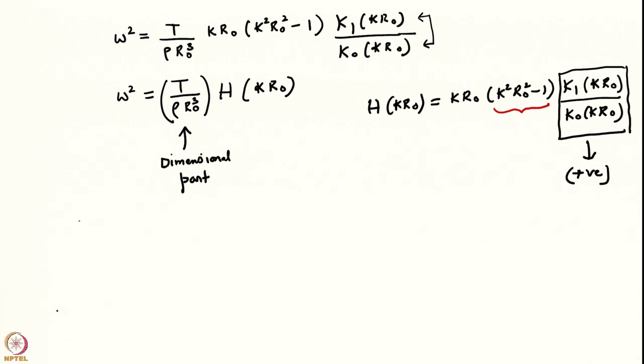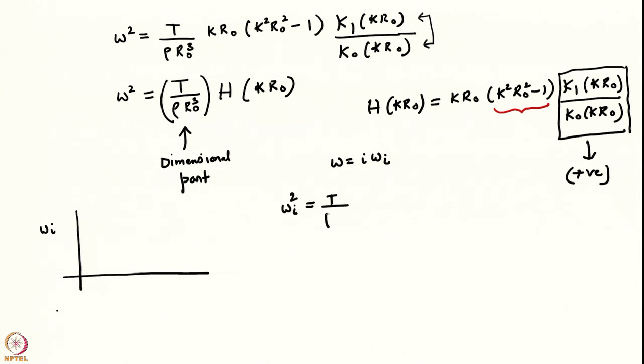In this case, if you plot the growth rate, you can non-dimensionalize omega square, so you can substitute omega is equal to i times omega i, like before, where omega i is real. This will give you a minus sign, and then you can reverse. So you can write it as omega i square is equal to T by rho r 0 cube into k r 0, 1 minus k square r 0 square into K 1 of k r 0 over K naught of k r 0. And this whole thing will be positive in the range k r 0 less than 1. So you can plot it as a function of k r 0, and it will look something like this.